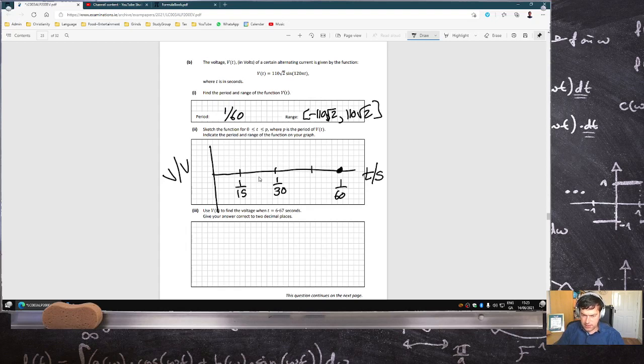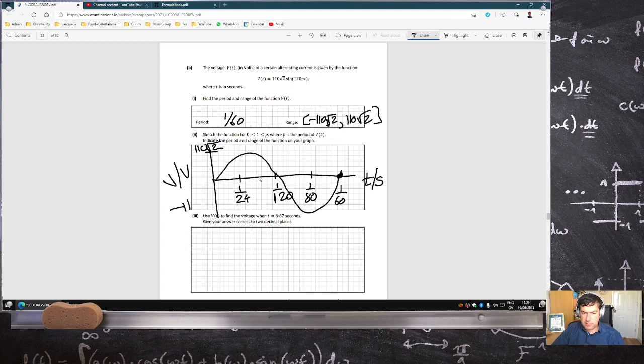Something's gone wrong here. No, no, it's not a 30th. Oh, sorry, that's wrong. It's half a 60th, which is a 120th. And then this is 1 over 240. And then that's an 80th. And it goes up, down, up. And that's at the top there at 110 root 2. And then minus 110 root 2 at the bottom here.